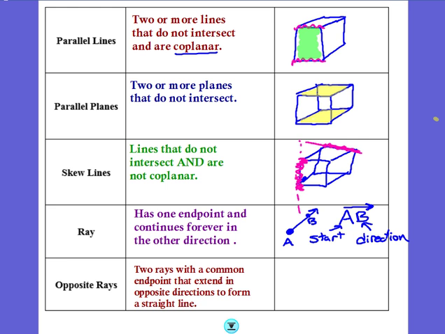Opposite rays are when you have two rays with a common endpoint that extend in opposite directions and form a straight line. So let's say that I had ray AB. A is my endpoint going in the direction of B. I technically could draw this in the opposite direction and call this ray AC. So I have these two rays that are opposite rays. It starts at A, goes in the direction of C. Starts at A, goes in the direction of B. And that's what opposite rays are.